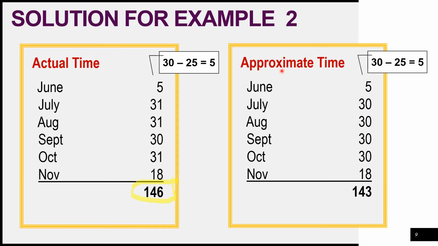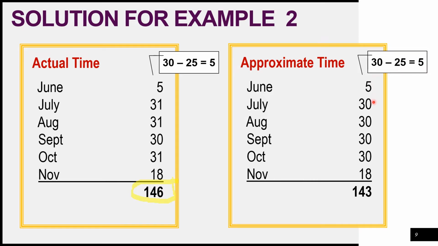Now, let's solve for the approximate time. Automatically, we have here 30 because for approximate time, all of the months have 30 days. So we have 30 minus 25. Again, we start at June 25, so it should be 25 here. 30 minus 25 is equal to 5. Therefore, we have here 5.